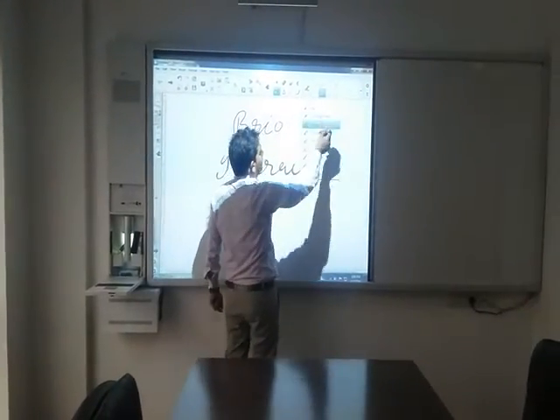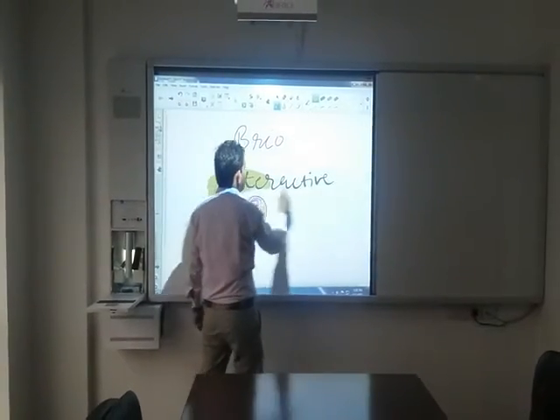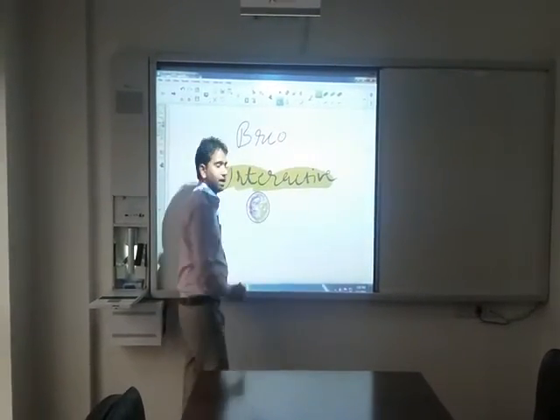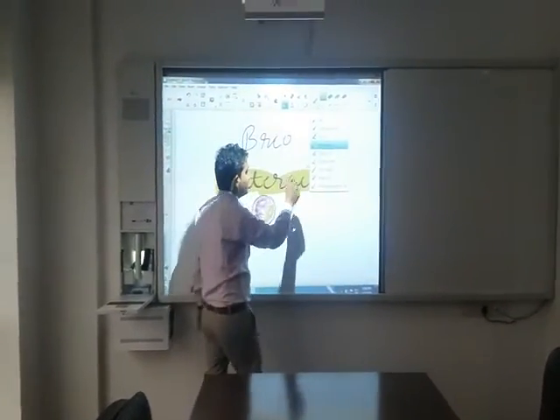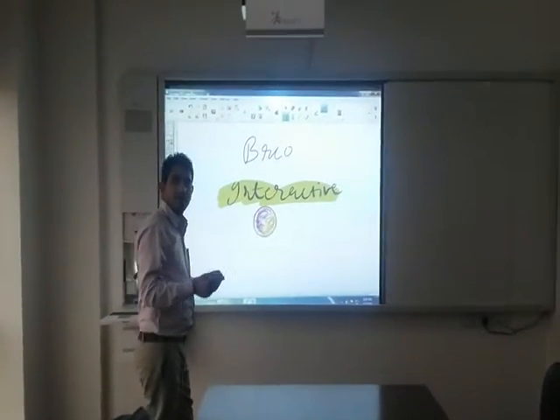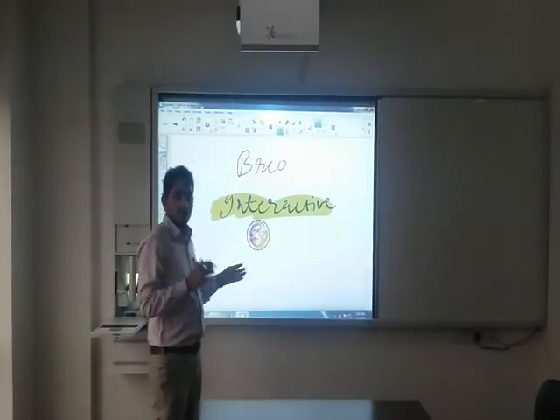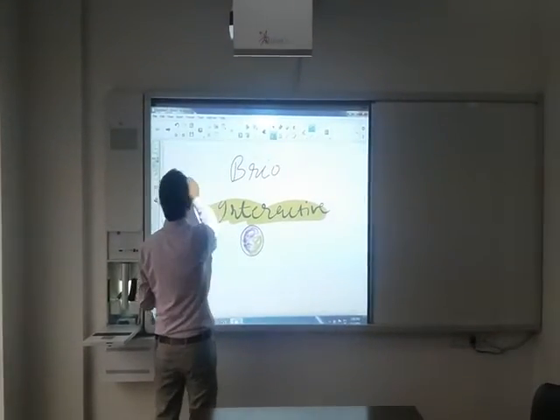The third is a highlighter. If you want to highlight something, you can select the highlighter also. So the Braille Interactive is highlighted with the help of highlighter. The text pen, even if you want to write with the marker pen and then convert it into proper text, the text pen is there, right?